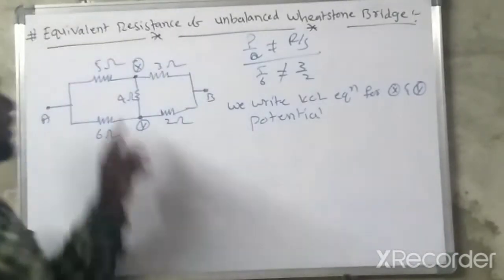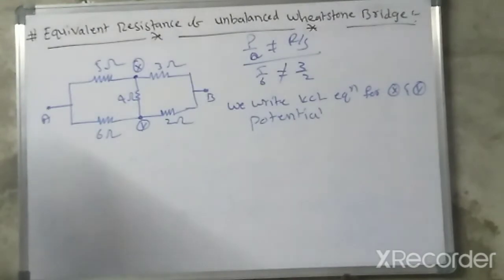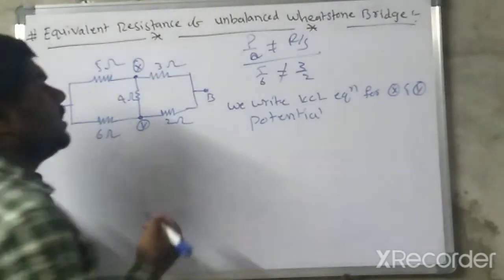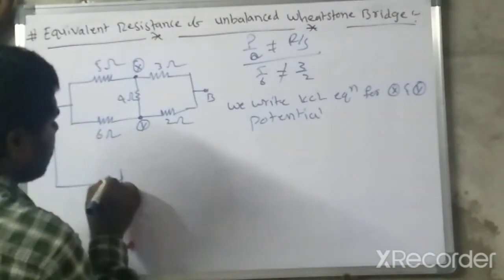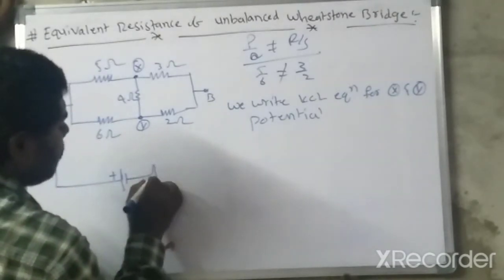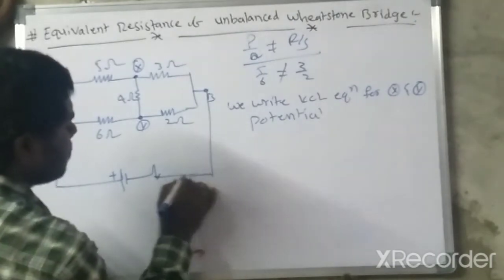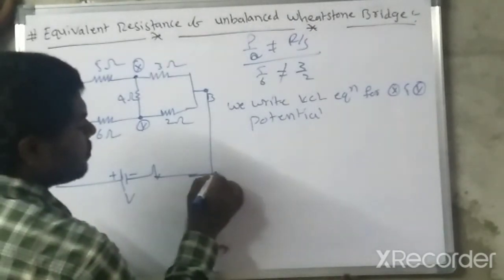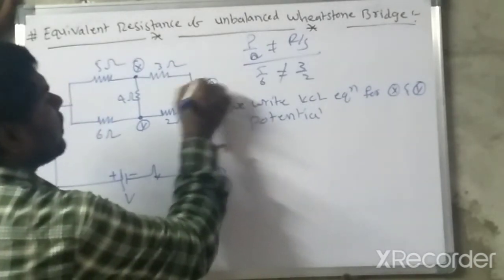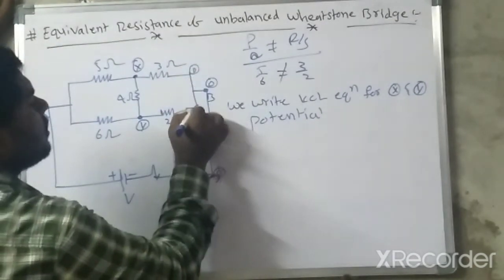X and Y potential. From the X potential, how to write, we already know. Here this one is connected to the battery positive, and this one is connected to the battery negative through a switch like this. This is the negative side, where the potential is V. Here the negative side is zero potential. Here also zero potential. Here also zero potential.